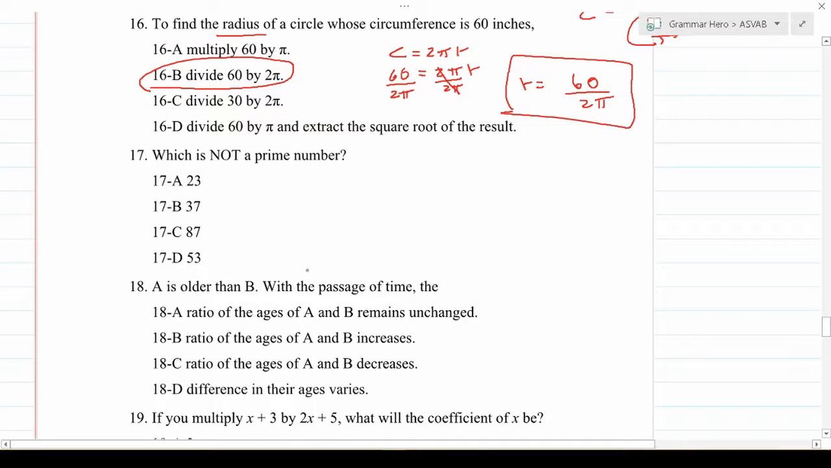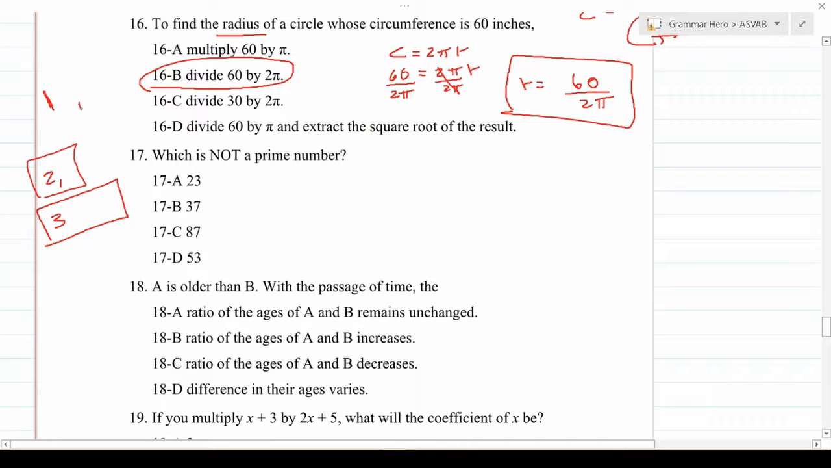Alright, so which is not a prime number? We have to look through all these numbers and try to figure out which one's prime. Just a rule of thumb, if something's divisible by 2, it's got to be even. If something's divisible by 2, it's not prime. Prime numbers are only divisible by 1 and themselves. Similarly, if something's divisible by 3, we know it has to be odd.